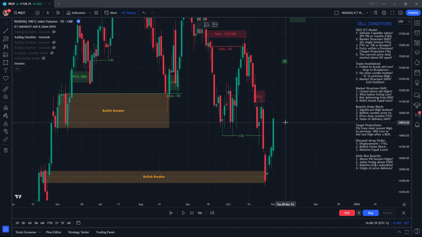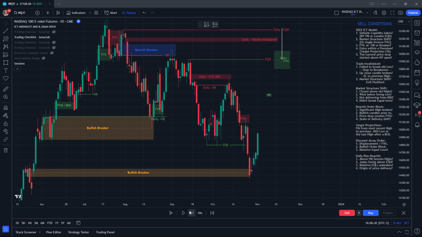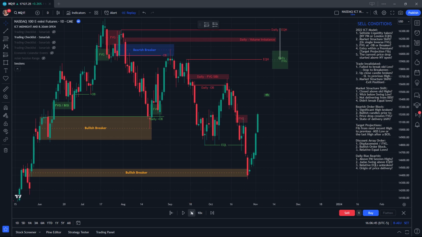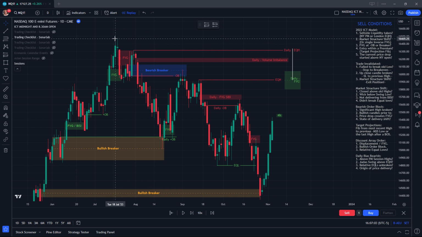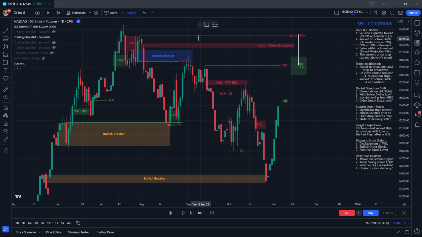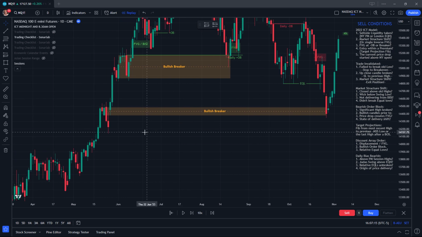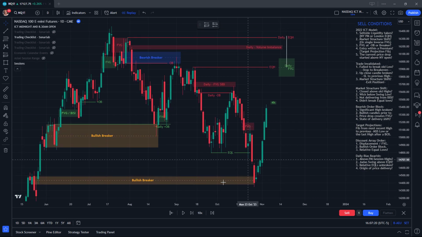So we've got sell side liquidity here, sell side liquidity here, equal highs here, sell side liquidity here, daily volume imbalance, equal highs, and then finally a major high here. So there's a lot of places price might want to go, whereas here, we've rejected off that breaker. That's the most significant thing we have to work with.